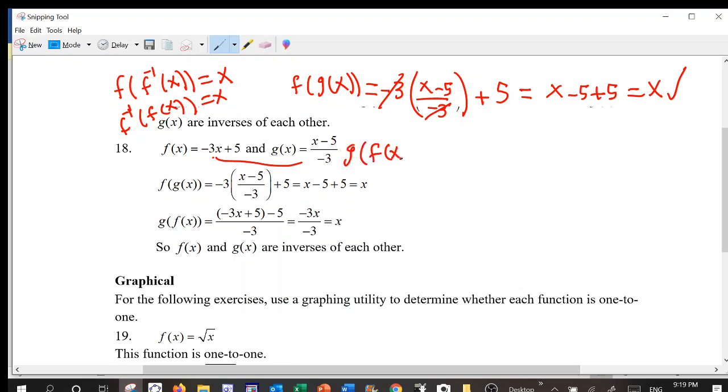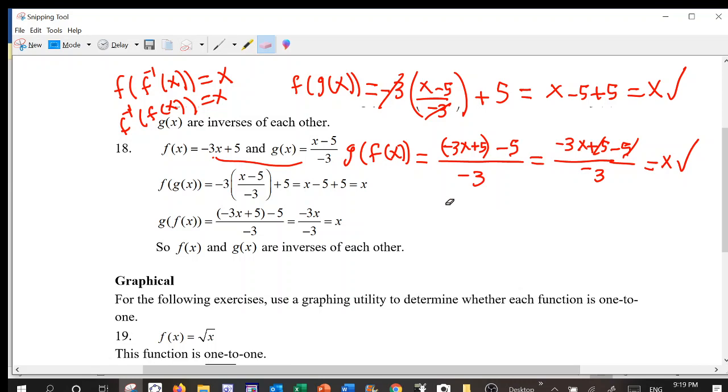f of x? Now, g of f of x means you take the input for g, and instead of x here, we're going to put negative 3x plus 1, plus 5. Negative 3x plus 5. So that is negative 3x plus 5 minus 5 over negative 3, which is x. So check. This proves that these two are actually inverses, right?